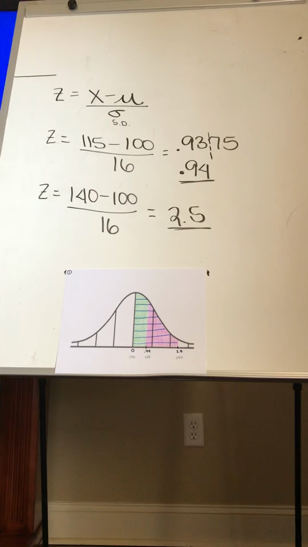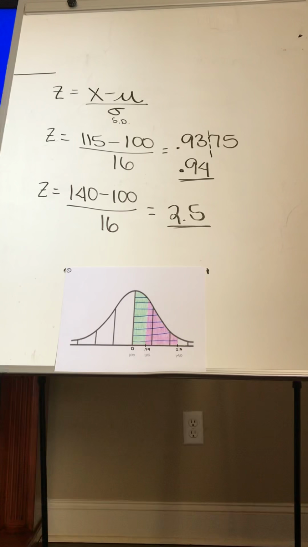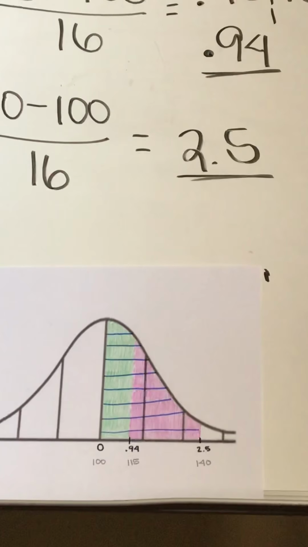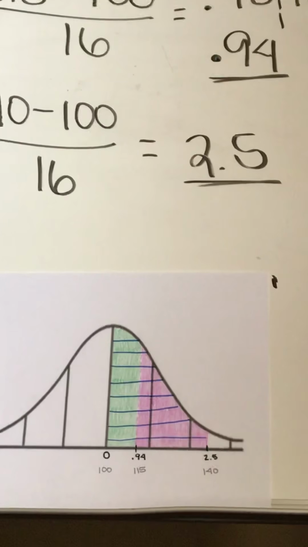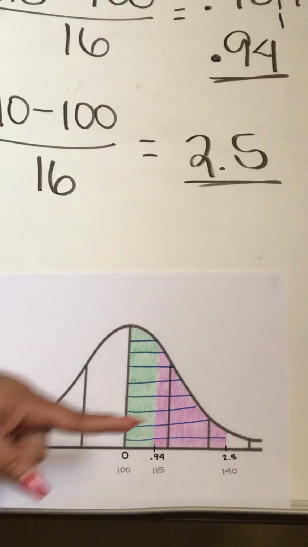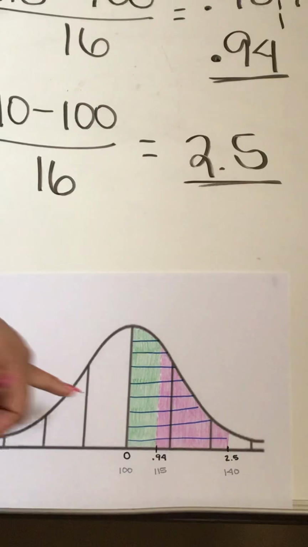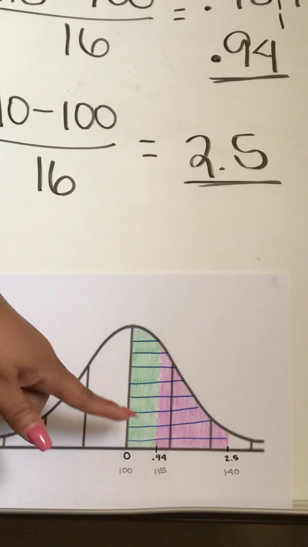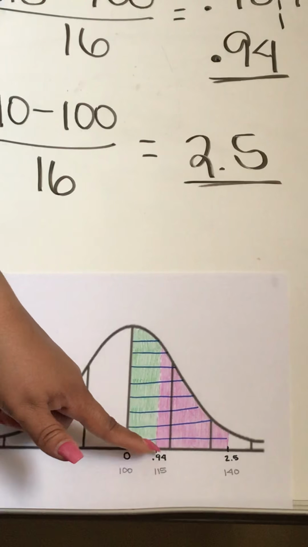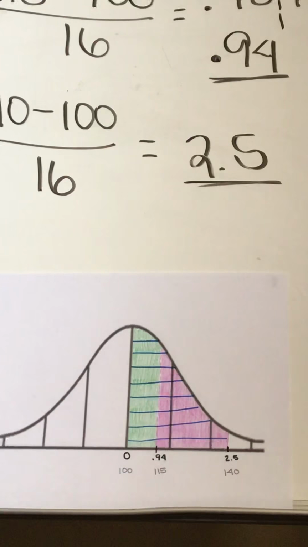Now, I'm going to shade my bell curve. Well, I've already shaded it for you to show you what I'm asking. If you look at the bell curve, I have a lot going on. I hope you can see the z-score number line. 0 represents the middle, which also is where the mean lives. And then the z-score for 115 is 0.94, and the z-score for 140 is 2.5.